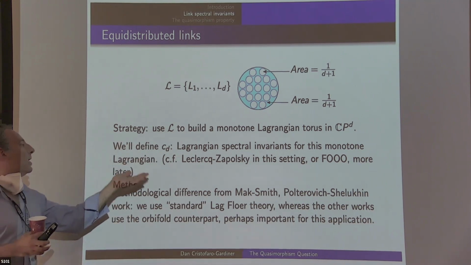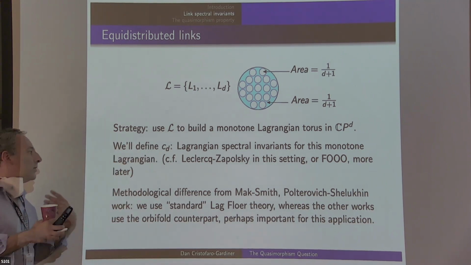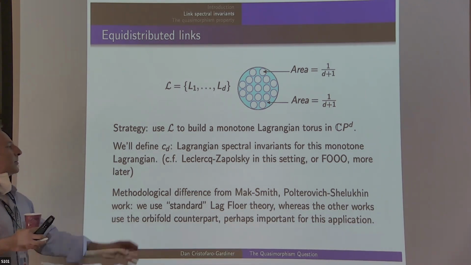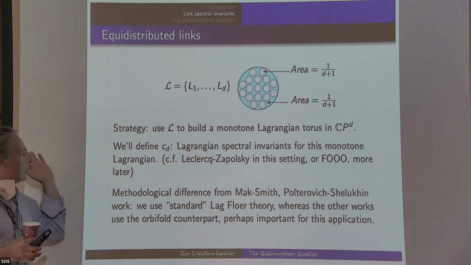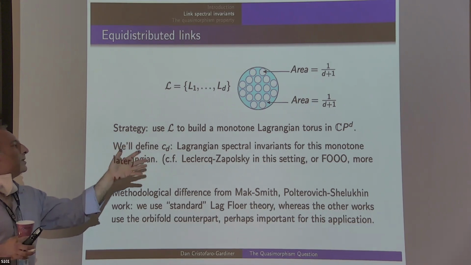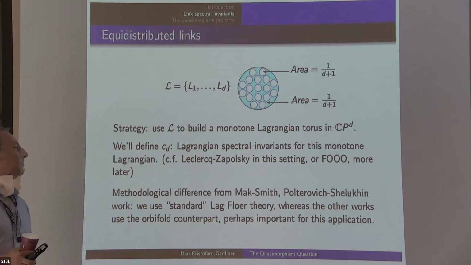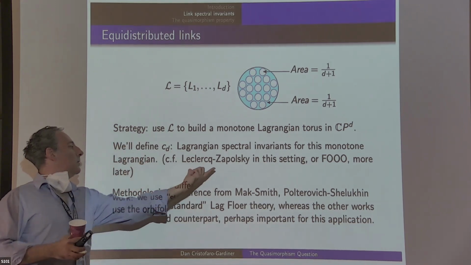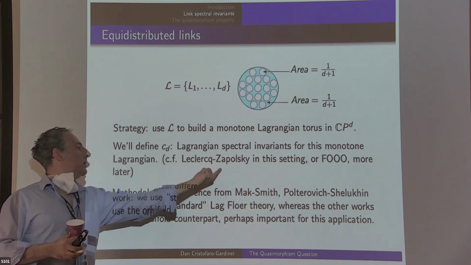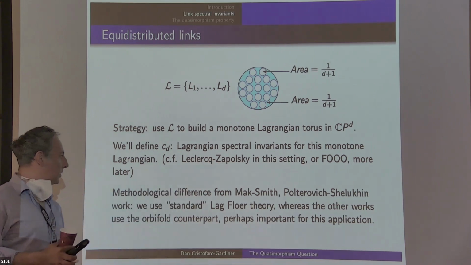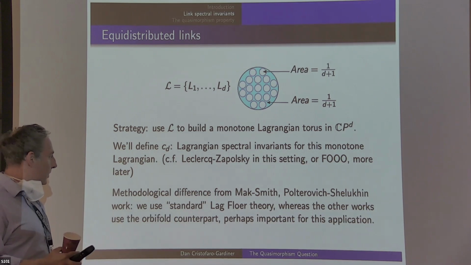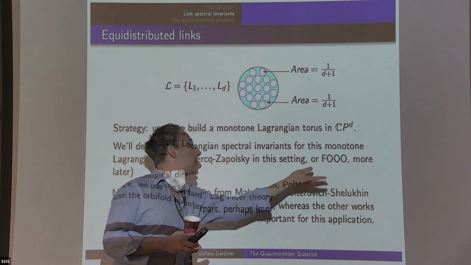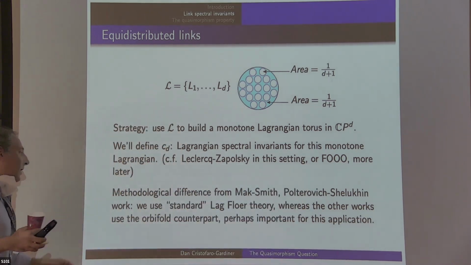Okay, so now how do I get these CDs? Well, now I can use this classical Lagrangian spectral invariant construction. This is just a monotone Lagrangian torus in CPD, so I can use classical Floer theory. Leclerc and Sapolsky have written a paper about this that I'll return to relatively soon. FO cubed wrote a paper in a more general setting.